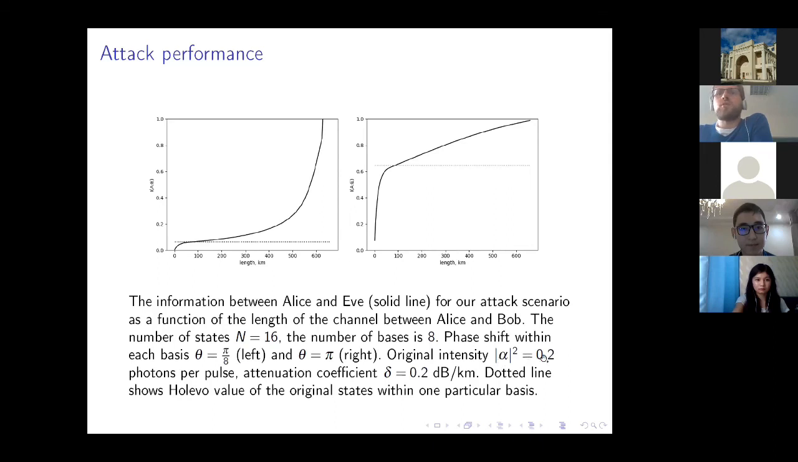Original intensity is 0.2 photon per pulse. I took these parameters from a system proposed by ITMO University. It is a working system which is actually presented on the market. The attenuation coefficient is 0.2 decibel per kilometer. Here, the dotted line corresponds to the Holevo value of the initial, original states of Alice. Here we can see that already at short distance, this attack outperforms the beam splitting attack. Actually, you can extract more information by this attack than with the beam splitting attack, where information is bounded by the Holevo value. Eve here knows more than Alice, more than Bob about the signals within each basis, but Bob actually knows more because of the post-selection.